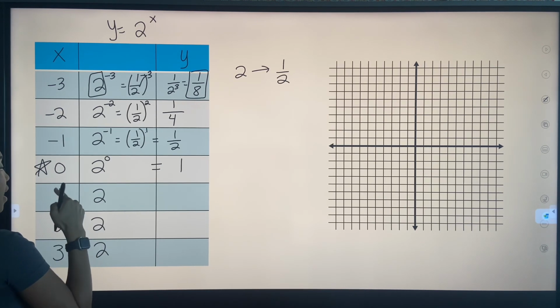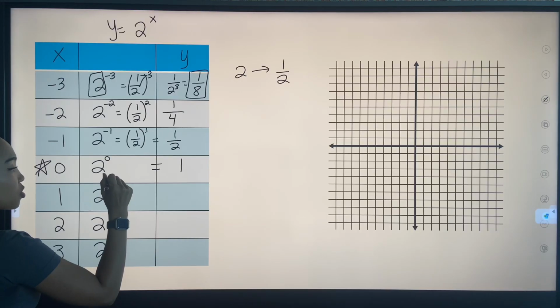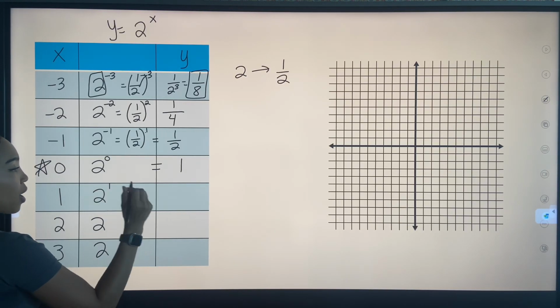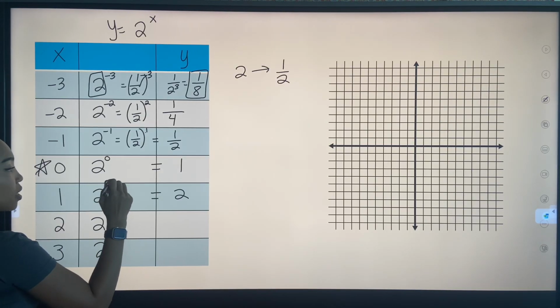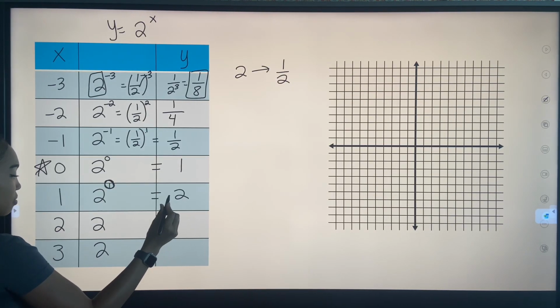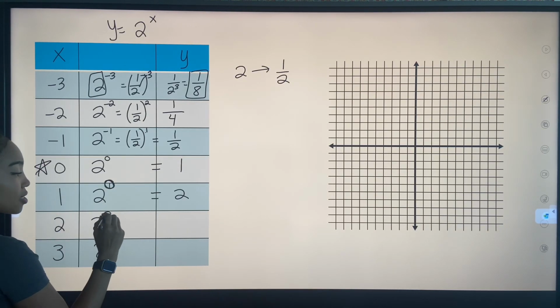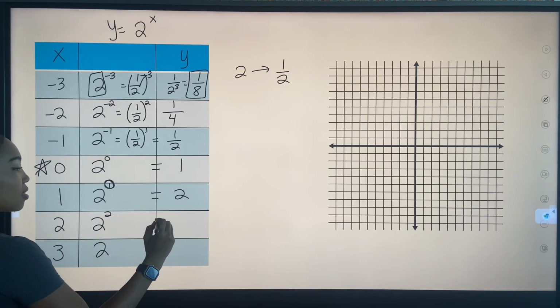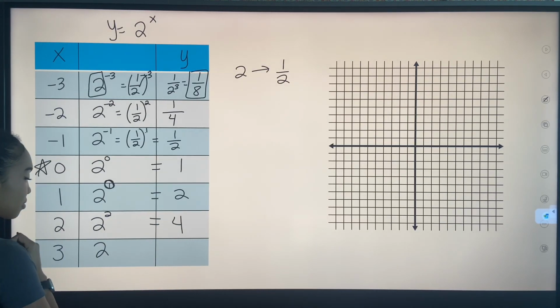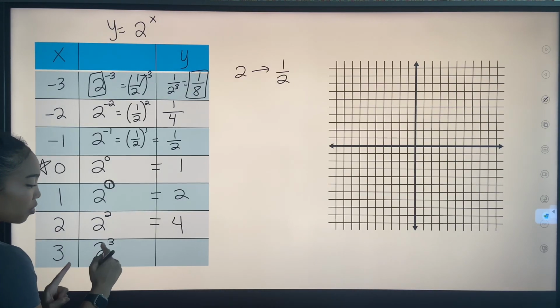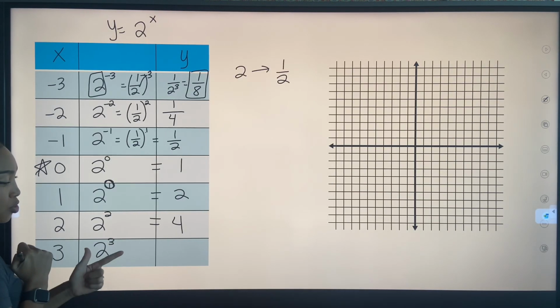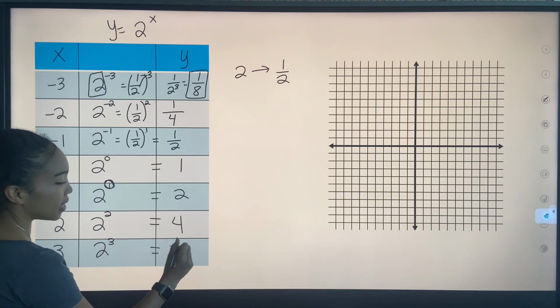Next, I have an exponent of 1, so this goes right here. 2 to the power of 1 is 2. Whenever you have an exponent of 1, it's just your base. 2 to the power of 2 is 4. This exponent is 3, so I have 2 to the power of 3. That means 2 times 2 times 2, which is 8.